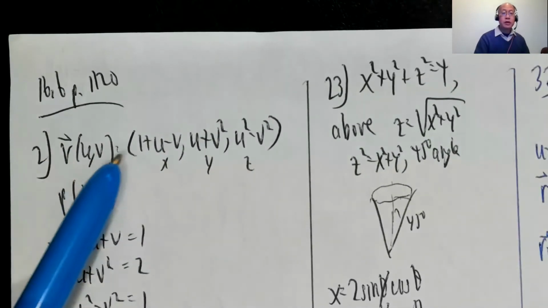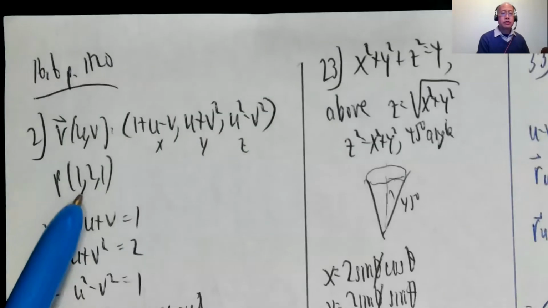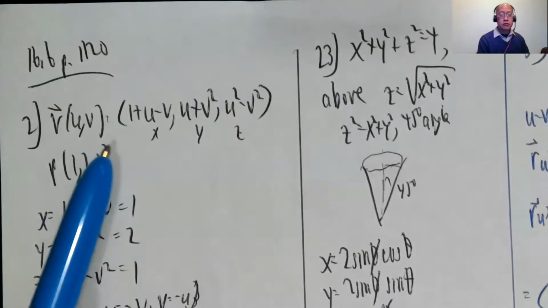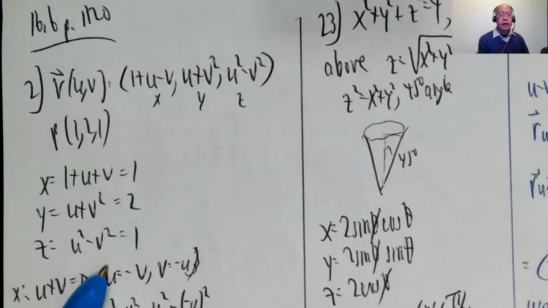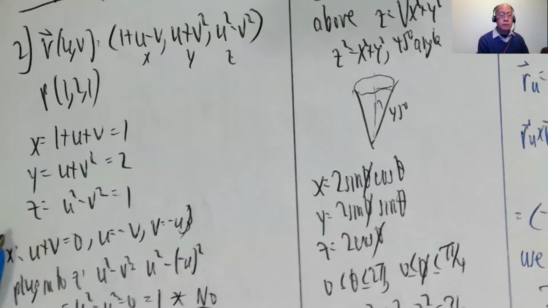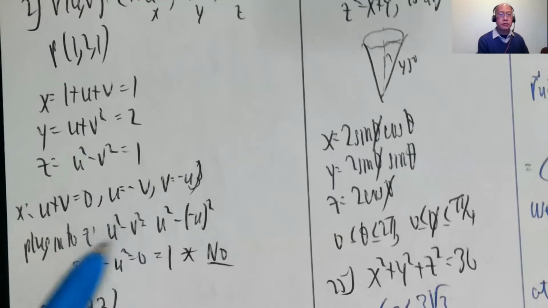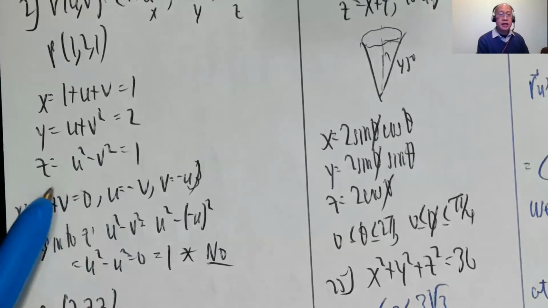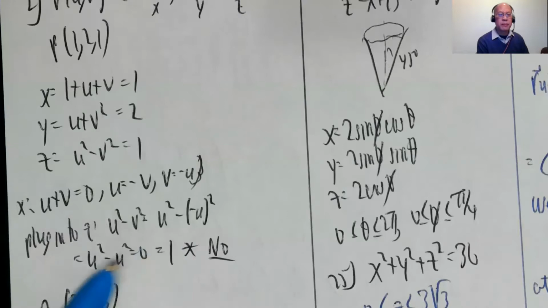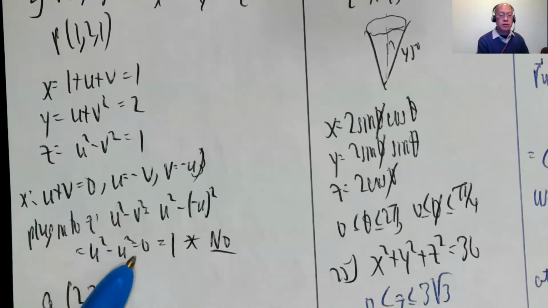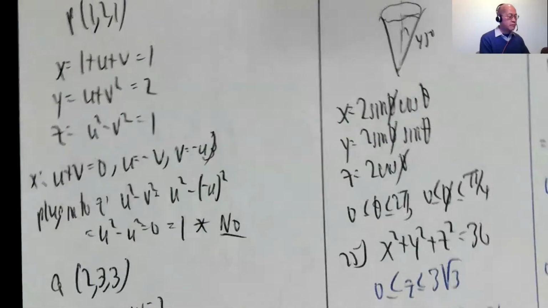Okay, so R of u, v is 1 plus u minus v, u plus v squared, u squared minus v squared. They're saying, is the point 1, 2, 1 on this surface? Well, I just try to solve it. I set that equal to 1, I set that equal to 2, and I set that equal to 1, and see if I can get a consistent equation. Okay, so this one says u plus v is 0, or u is negative v, or v is negative u. Okay, so if I plug in to say z, then I would get u squared minus v squared is u squared minus a negative u squared, which is the same as u squared minus u squared, which is 0. And that's a contradiction because z is 1. So the answer is no, it is not on the surface.